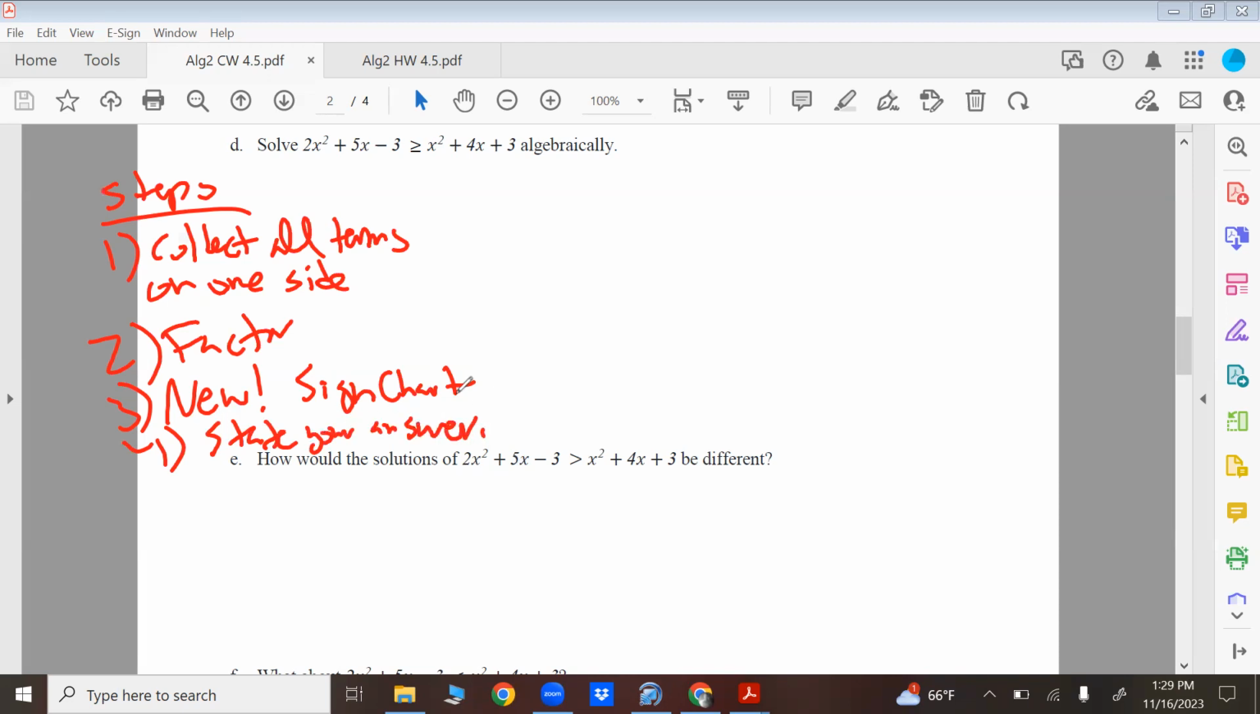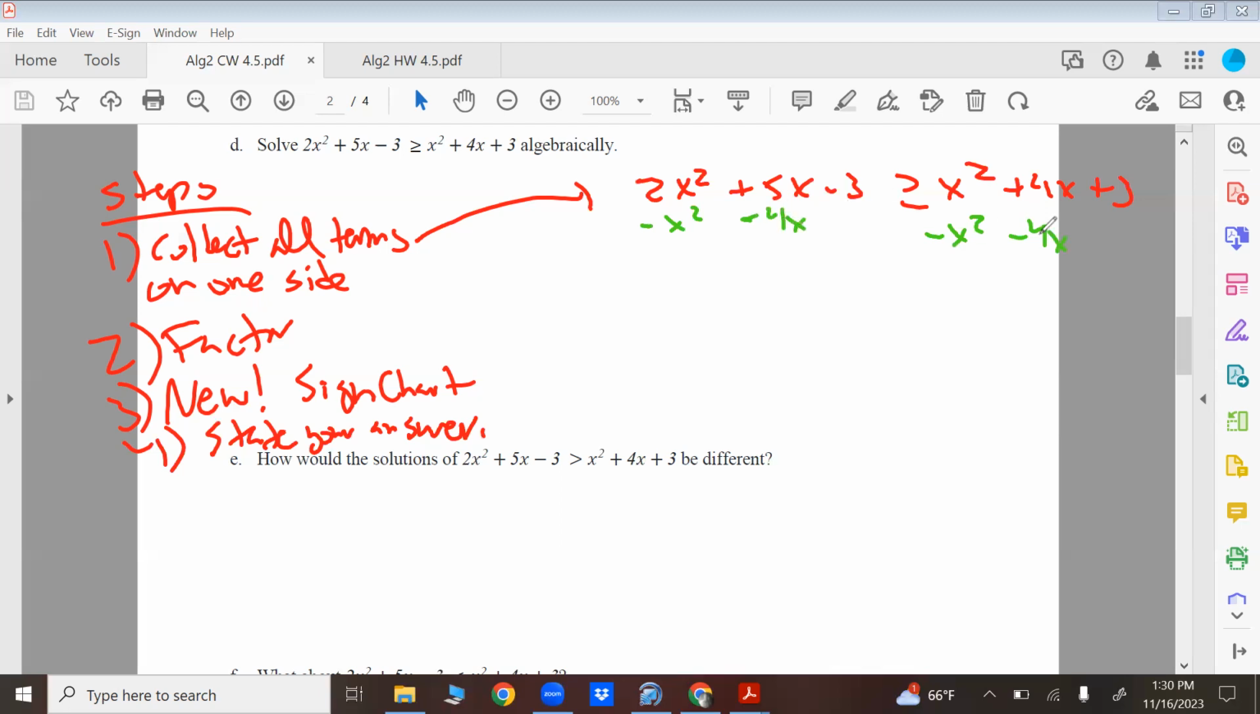Okay. I think the first step you guys should be fine. Put all terms on one side. So I'm going to have 2x squared plus 5x minus 3 greater than or equal to, I'm going to copy the inequality right now and then do this. I'm going to subtract x squared. I'm going to subtract 4x, and I'm going to subtract 3. Does that make sense what I just did? Boom, boom, boom. Those are all gone, right? So what do you get after you do the subtraction? Yep. Greater than or equal to 0.